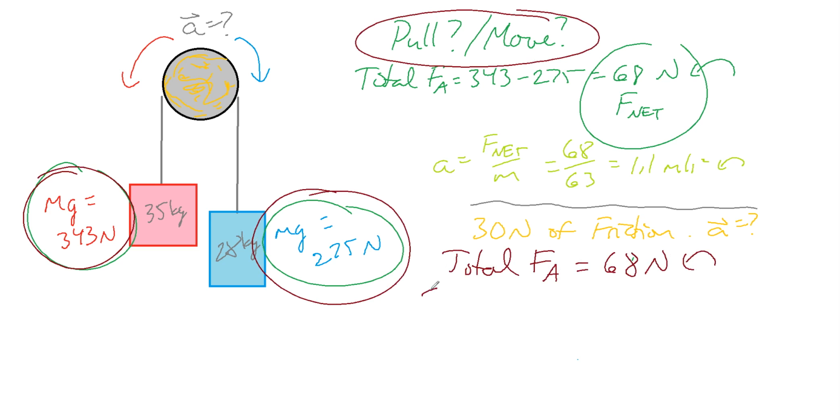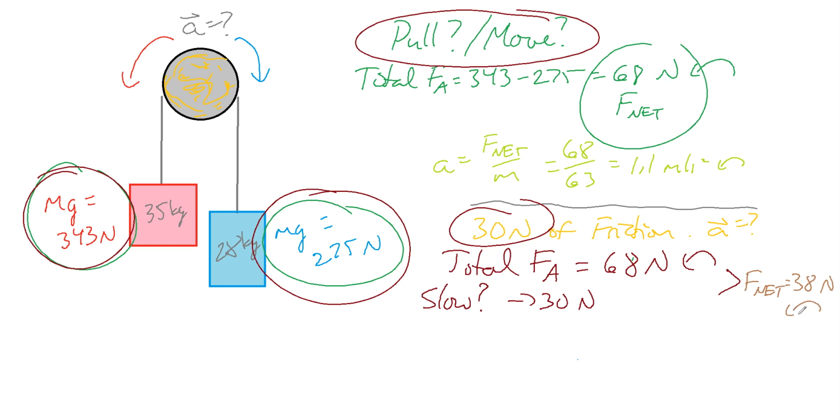Now, is anything trying to slow it down? Well, before, no, but now I've got friction. How much is trying to slow it down? I've got 30 newtons of friction trying to slow it down. So I've got 68 trying to move it, and 30 trying to slow it down. I'm going to subtract those two, and that tells me my net force is going to be 38 newtons, and it's trying to go to the left.